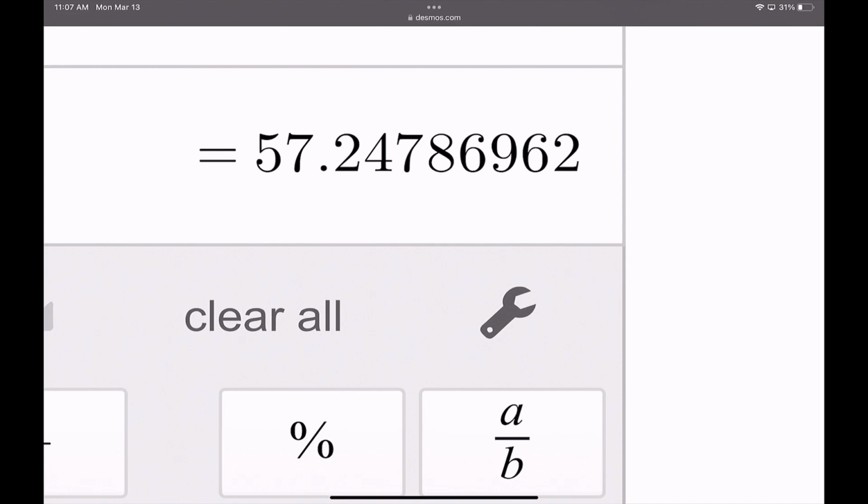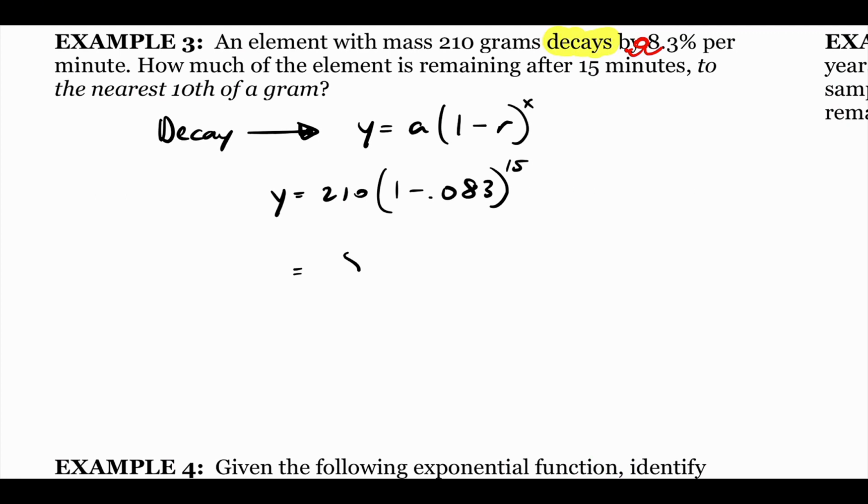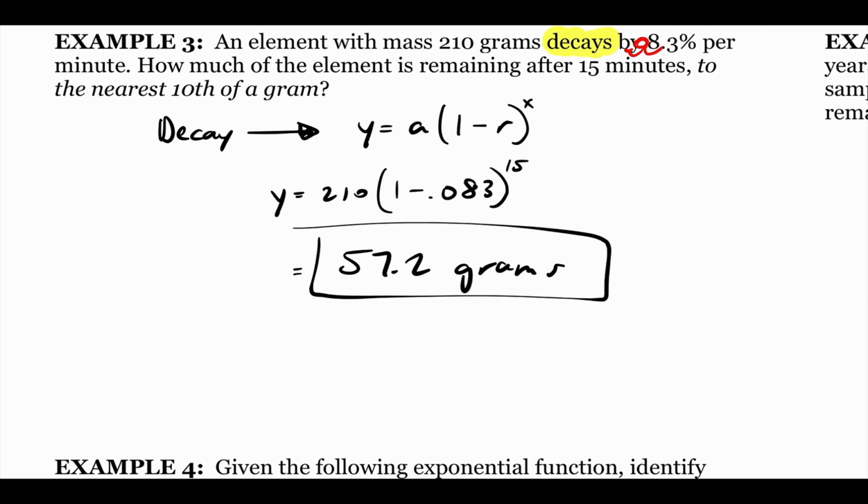So does the 4 say to stay at 2 or go up to 3? What does 4 tell us to do? Round up or stay? Stay, yeah, stay. 4 is the highest number where we stay. Anything bigger than 4, 5, 6, 7, 8, 9, we round up. So the 4 behind it says stay. So 57.2. So there would be left 57.2 grams. Okay.